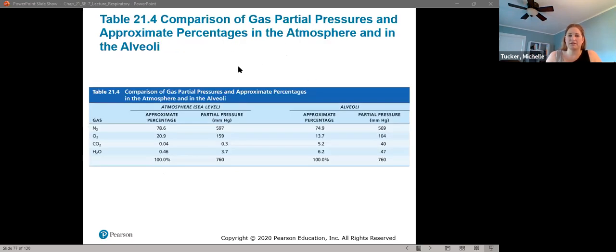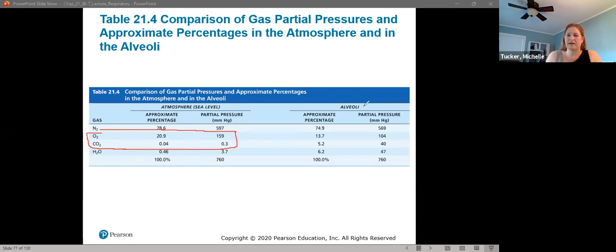This chart here does all of that calculating for you. So in atmospheric air at sea level that we breathe in, the ones we're concerned with are oxygen and carbon dioxide. Oxygen contributes 159 to that 760, carbon dioxide 0.3. The percentage of carbon dioxide in the air is very, very low.